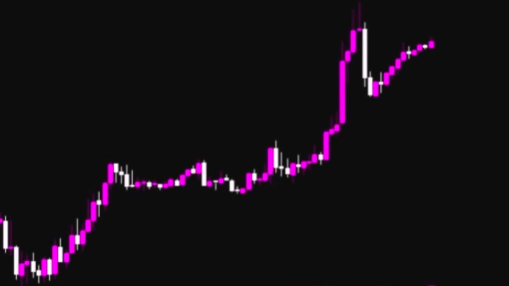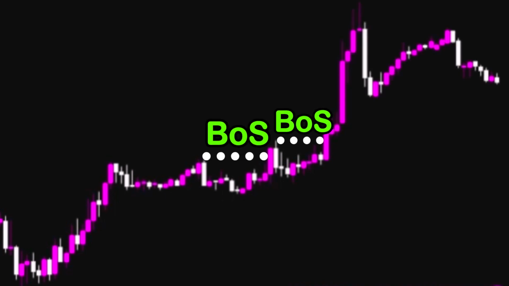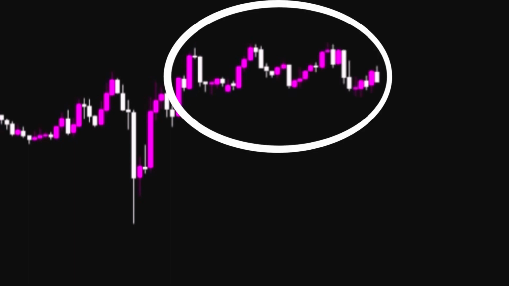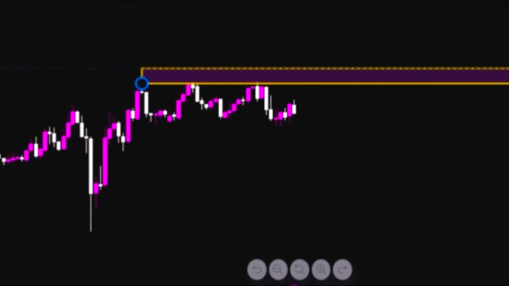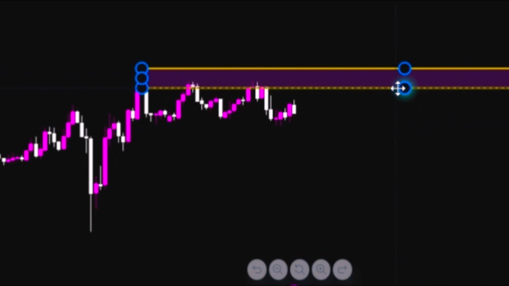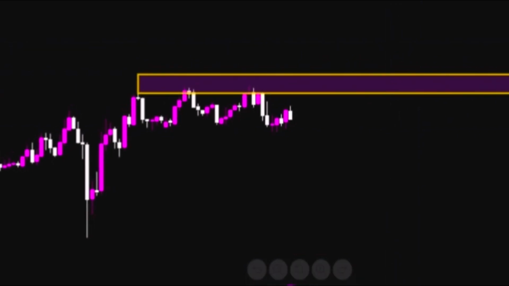So, here we have the Euro-Australian dollar chart on the 4-hour time frame. We can see the market doing a break of structure to the upside, which is why we can say that the market is going through a bullish phase. And then, we can see the market going into the consolidation phase. In this consolidation phase, we can see the market making an equal highs pattern. This is why the retail traders and small institutions would place their sell limit orders at this zone.